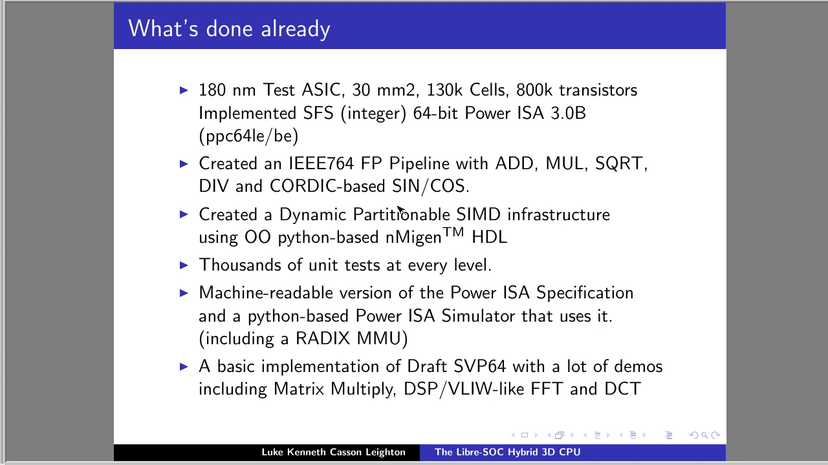The idea was we had the opportunity to create a test chip, and the team had never done an ASIC before. But what was particularly significant is we did not use proprietary tools. It was entirely done using Libre licensed VLSI layout tools, Coriolis 2 from Sorbonne University. So it turned out to be 30 square millimeters and 130,000 cells with 800,000 transistors.